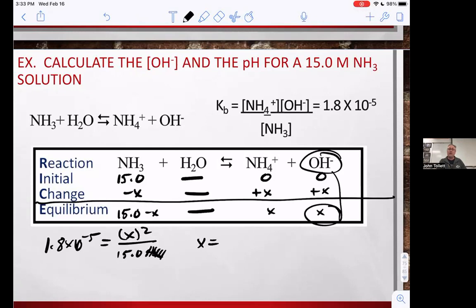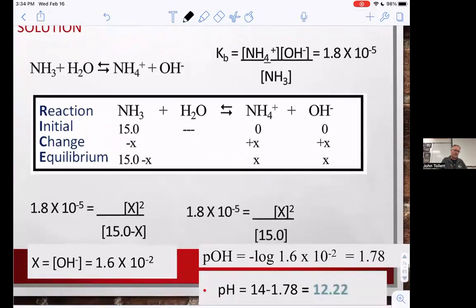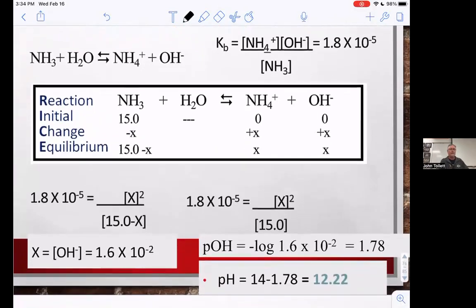After that, though, I'm going to have to take the negative log to find my pOH. I would have to take a negative log of this number here in order to solve for that. And then to find the pH, I'm going to have to take 14 minus whatever that value is for my pOH. I'll show you the work here, and you can pause if you need to write this down, as I went kind of quickly. Sorry about that. But yeah, the X value ended up being 1.6 times 10 to the minus 2. So I took a negative log of that to find my pOH. To solve for my pH, I would just subtract that from 14, and I have the other part of my answer.